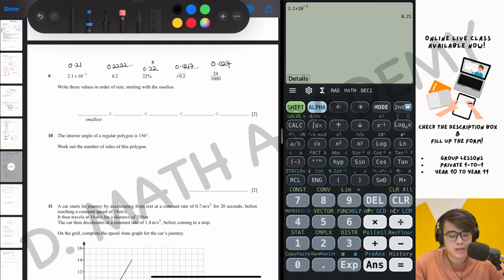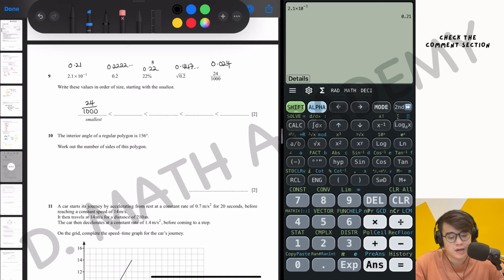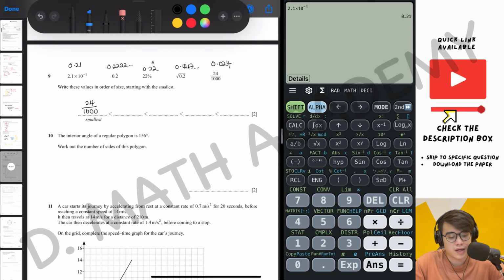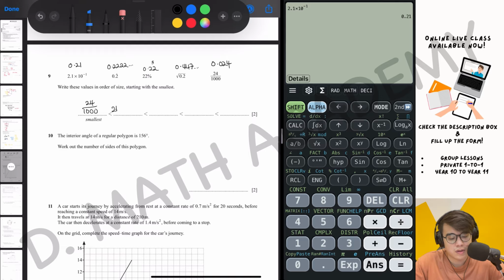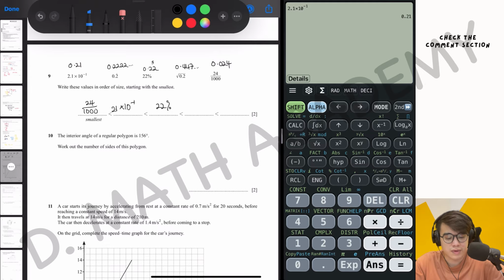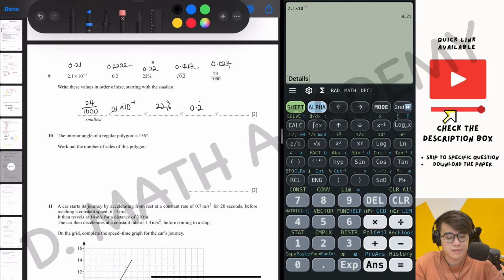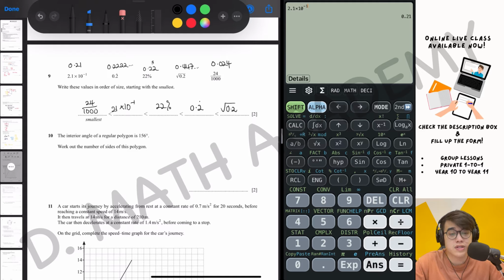So from the smallest here, we will have 24/1000, followed by the next. Who else is smallest here? It will be 2.1 times 10 to the power of -1, followed by 22%, followed by 0.2 with a dot at the top, and then lastly we have square root of 0.2. So this is how you sum up all the calculations here.